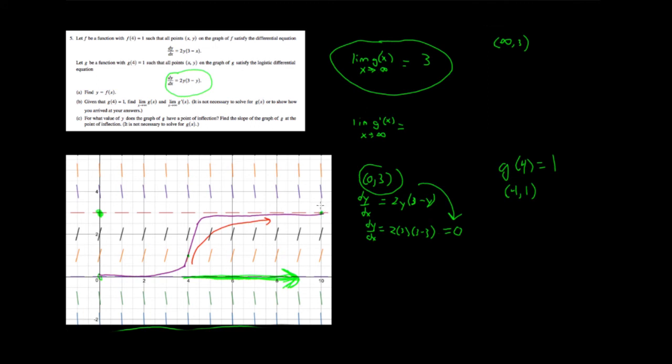And what is the slope field telling us when y is 3? It tells us that it's 0. So the limit of g prime of x as x goes to infinity is 0.